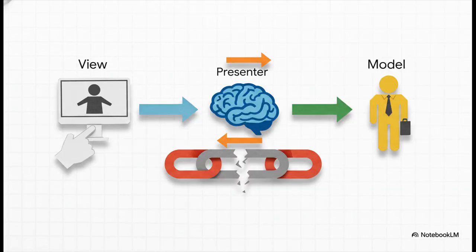So the data flow here is way more strict. The user interacts with the view. The view immediately tells the presenter about it. The presenter then goes and talks to the model to get or update data. And then the presenter turns back around and tells the view exactly what to show. The most important rule here, the view and the model never, ever speak to each other directly. The presenter is the only mediator.